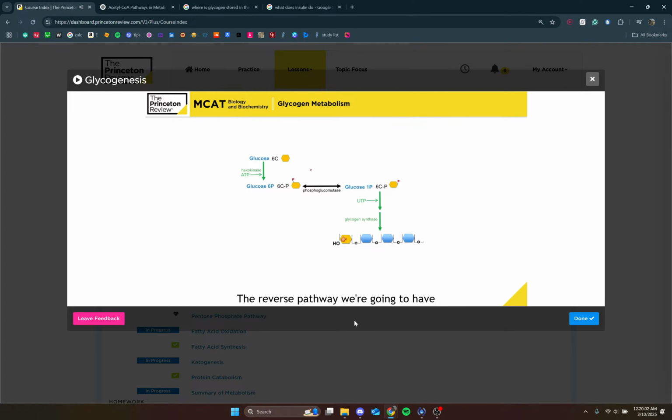The reverse pathway we're going to have in red, because we have glucagon and epinephrine there in red on the other side. So when your blood sugar levels are falling, the first thing we want to do is pop a glucose off of glycogen. The enzyme that does that is called glycogen phosphorylase.